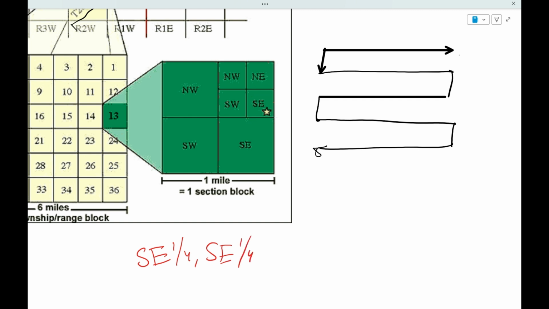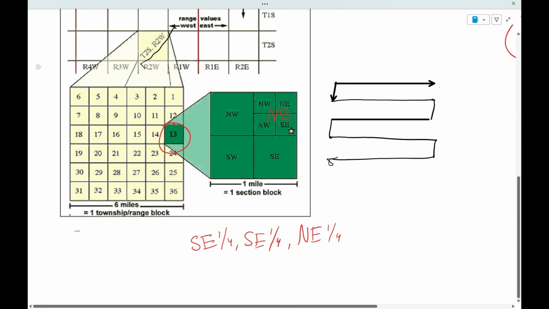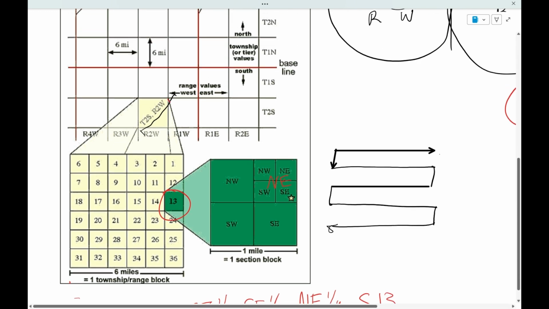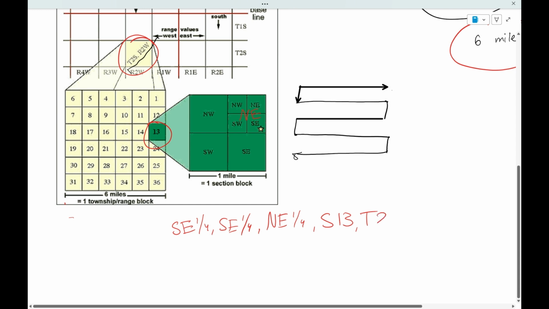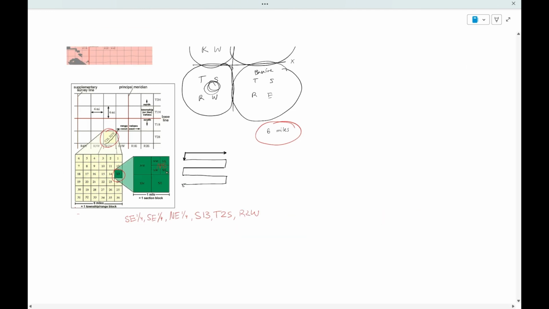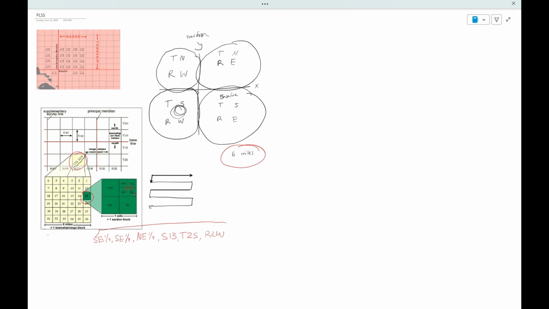If we take another step back, it's in the northeast quadrant, so it's northeast 1/4. Let's take another step out. It's in Section 13. If we take one more step out, we find that it's in Township 2 South, Range 2 West. Utilizing the Public Land Survey System, this is how you would find where that star is located.